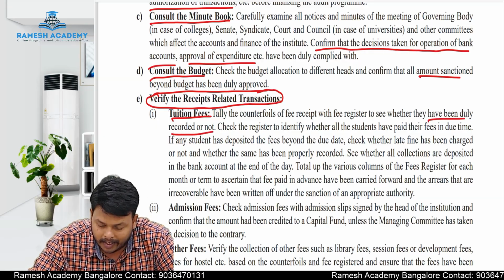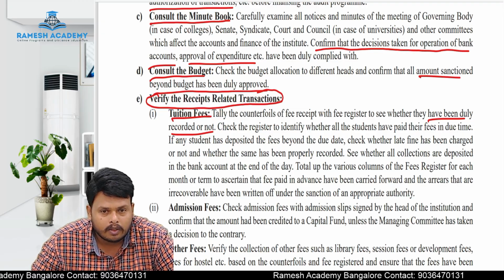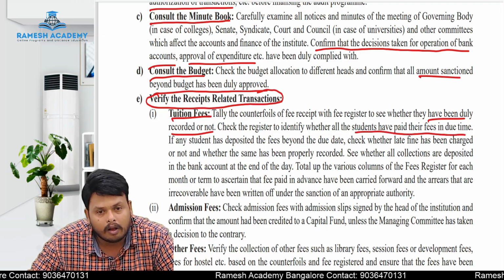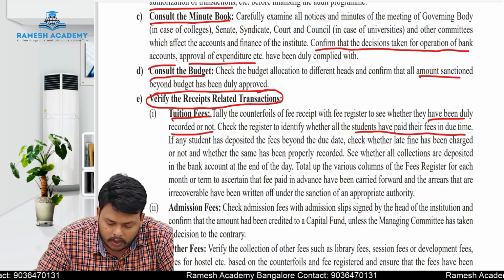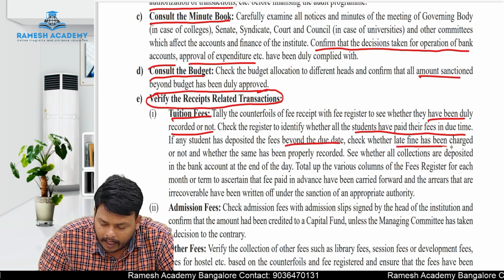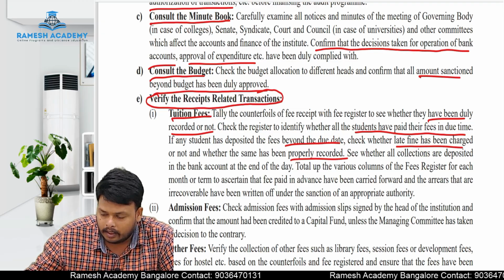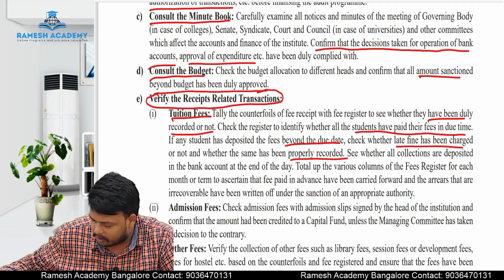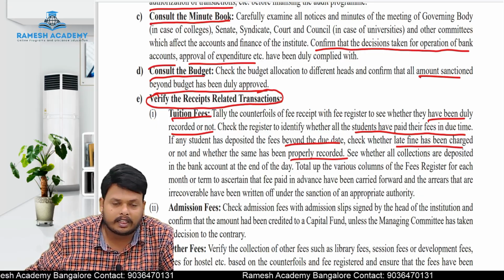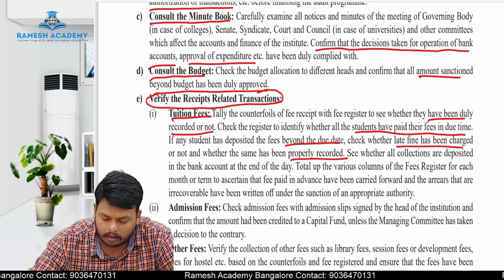Check the register to identify whether all the students have paid their fees in due time. So he has to take the students register and see whether all the students paid their fees on time or not. If any student has deposited the fees beyond the due date, check whether the late fine has been charged or not, and whether the same has been properly recorded. In case the student has paid the fees late, whether they collected a fine from the student or not, and whether that fine is also recorded in the book or not, that also the auditor has to verify.